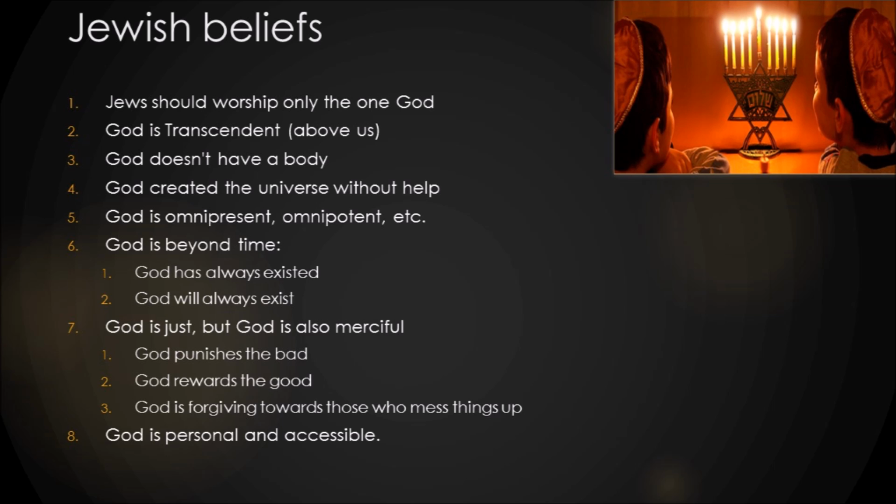Other key Jewish beliefs. One God. God is transcendent. He doesn't have a body. He created the universe without help. Like Christianity, they believe God is omnipotent, omnipresent. He's beyond time. He is just, but God is also merciful. God is a personal God. He is accessible to all.